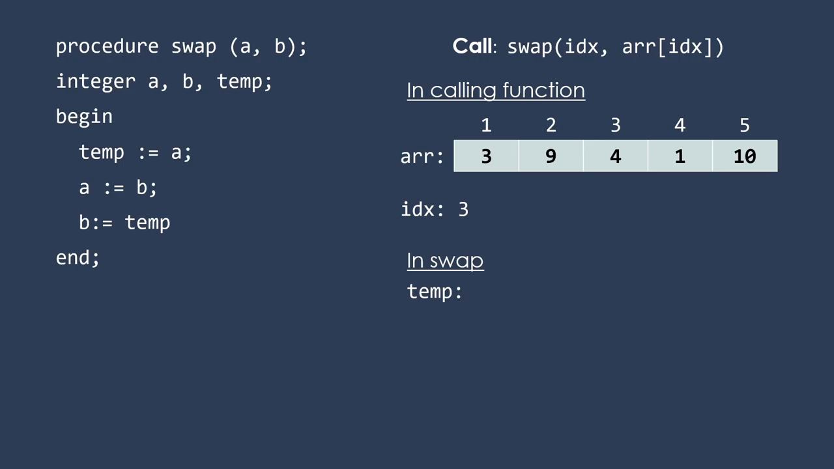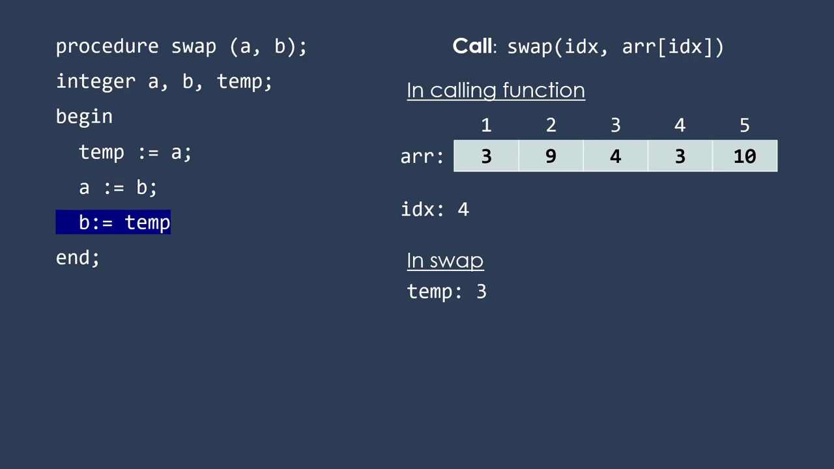But if I try to do it by name, let's see what's going to happen to us. A is index, so I'm going to put 3 into temp. Then B is array at index, so array at 3, that's the 4 here. So I put the 4 into A, which is referencing index. So figure that out, and I put 4 there.